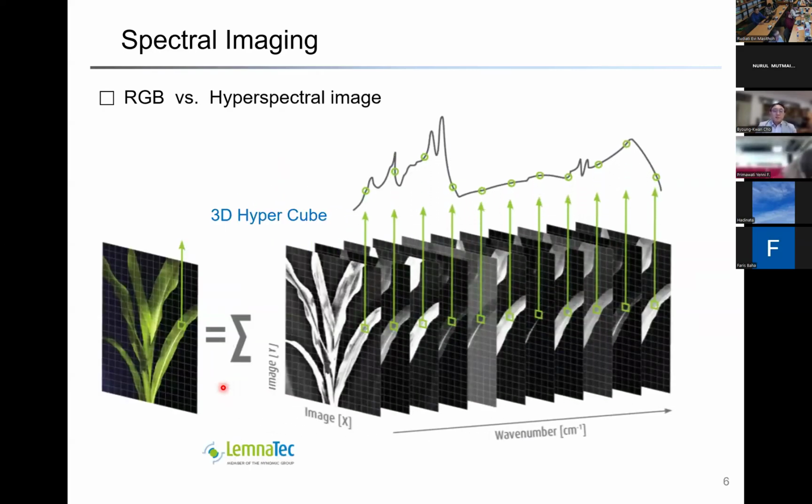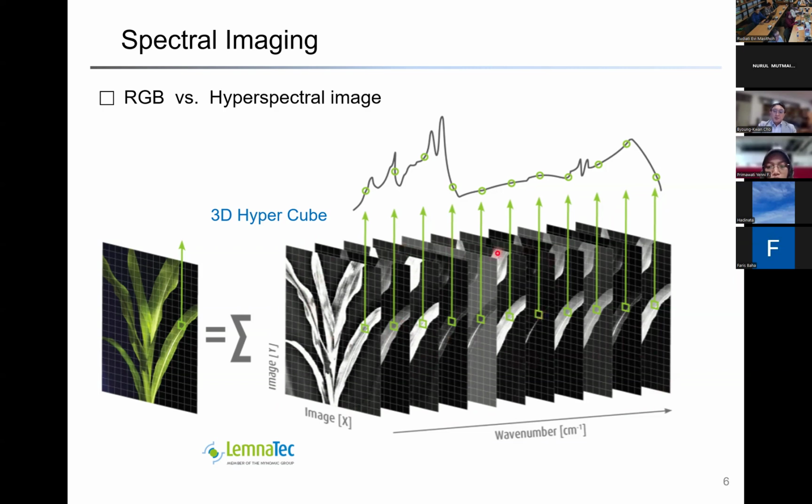Okay, when we compare color images with hyperspectral images, I want to introduce hyperspectral images. Hyperspectral images have lots of wavebands. Instead of three wavebands, hyperspectral images have sometimes 100, sometimes 1,000 spectral images. We call it a 3D hypercube because there is 3D information, X, Y, and Z direction. Z direction is spectral information.